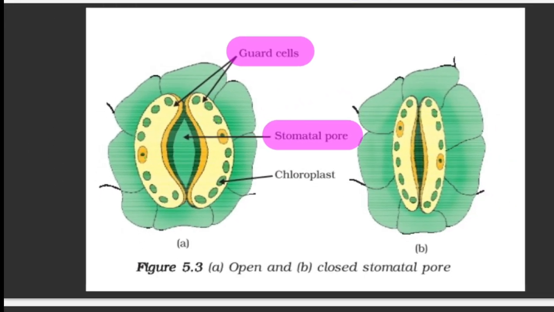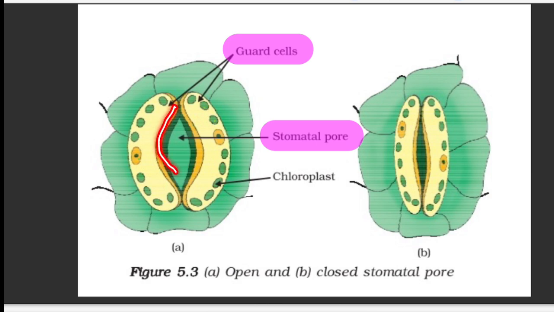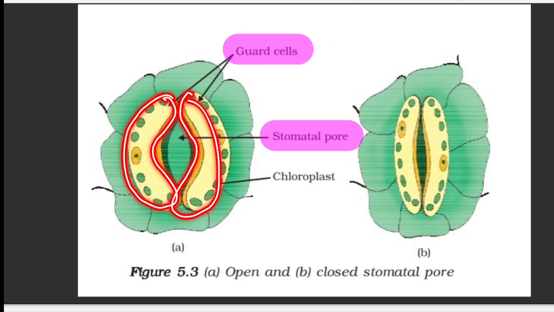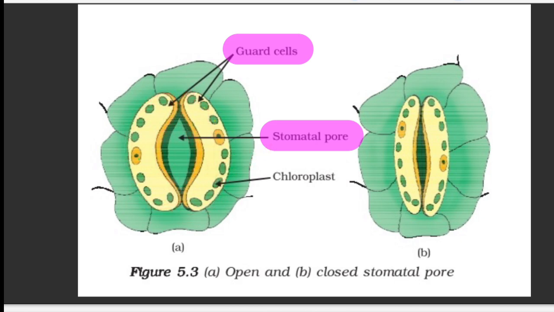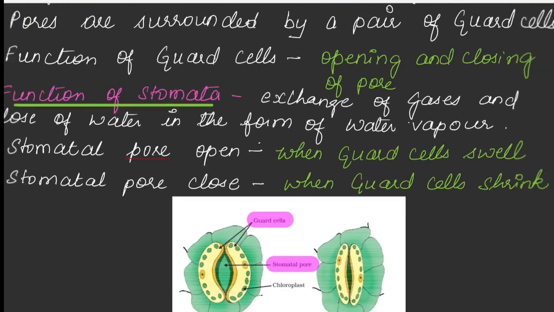So can you see the structure here? Here this bean shaped structure, or we call it kidney shaped structure. So the two kidney shaped structures which are present are called the guard cells. Can you see here? It is marked as guard cells. And can you see here the opening or the tiny pore? This is the tiny pore. The tiny pore which is present is called the stomatal pore. So the stomatal pore is surrounded by the guard cells.